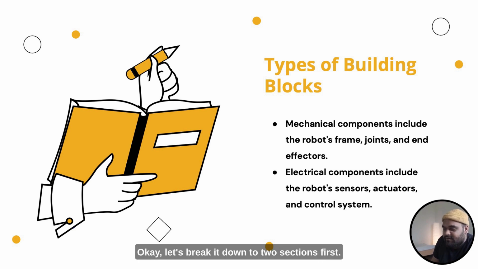Okay, let's break it down into two sections first. Mechanical components, including the robot's frame, joints, and end effectors. We already talked about the robot frame, joints, and end effectors a little before. Now we're going to go a little deeper. Electrical components, including the robot sensors, actuators, and control system. We touched upon control systems, sensors, and actuators before, but now we're going to go a lot deeper. These are the two essential types of components that you see in a robot. When you look at a robot, these are the things that you see from the front.